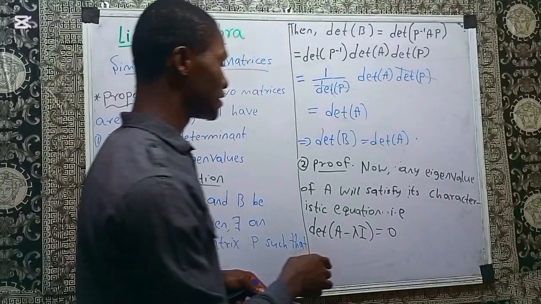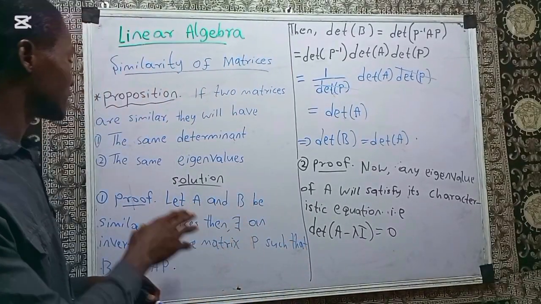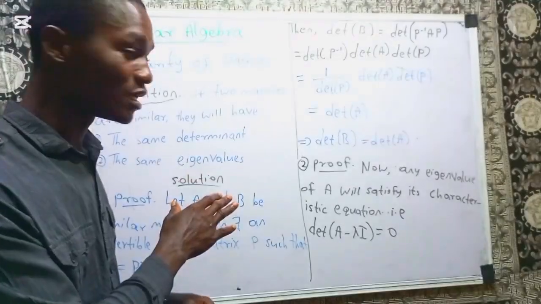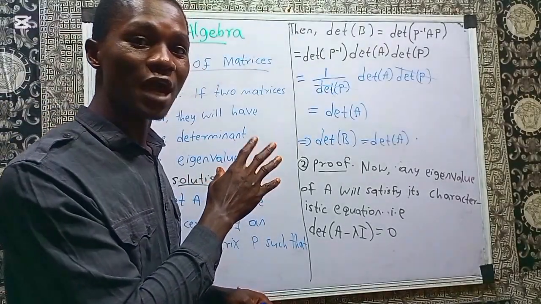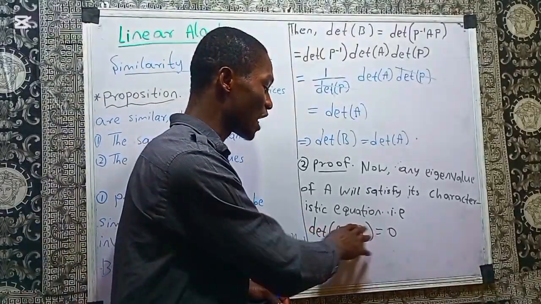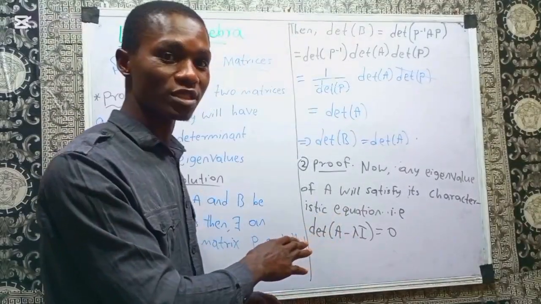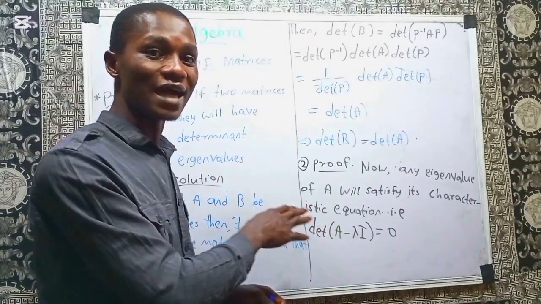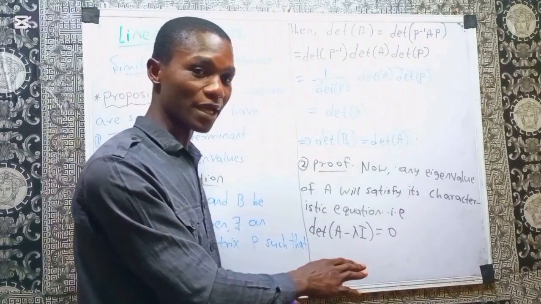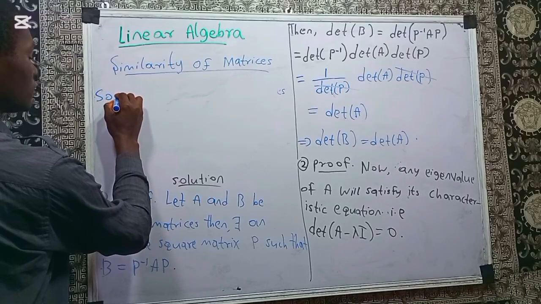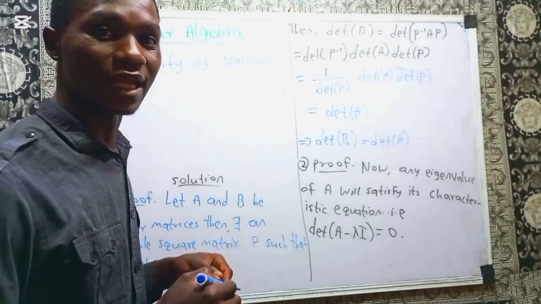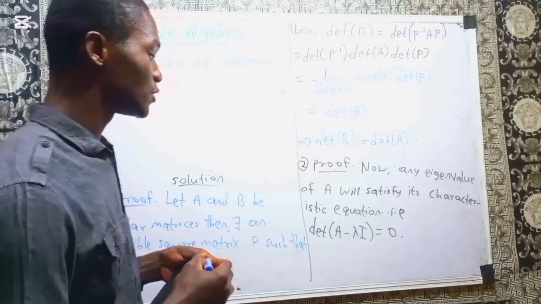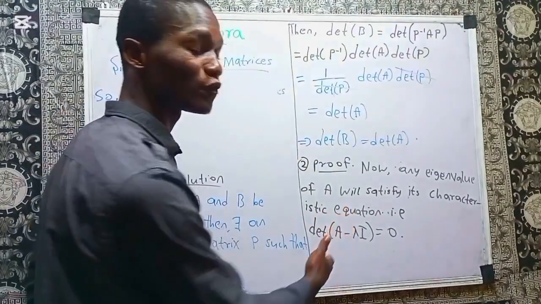Now, for us to show that these two matrices A and B will have the same eigenvalues, I will show that they will have the same characteristic equation, because if they have the same characteristic equation, it means that their eigenvalues will be the same thing, right? So let's write down the characteristic equation of your matrix B and show that it will be the same thing as the characteristic equation of your matrix A.